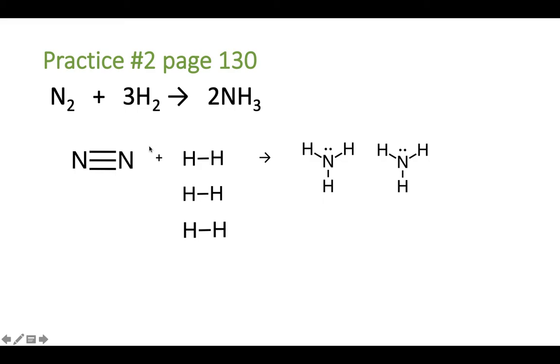The next practice problem is from page 130. This is the balanced equation right here, and we've drawn out the molecules as such. We can see that we have 1 triple bond between nitrogen and nitrogen. So you'll go to that table and you'll find that value. We have 3 single bonds between hydrogen atoms to make the hydrogen molecules, and we're going to find that in the table as well. And then for each of these molecules, we've got 3 nitrogen-hydrogen bonds that we are going to form. And so we're going to find those values in the table as well.